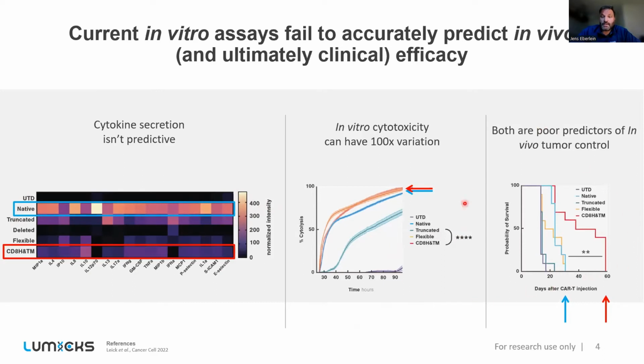And surprisingly, when you go into an in vivo mouse model, you can see that one of the two is a clear winner. It doubles the survival of the mice. And so the question really is, why is that?